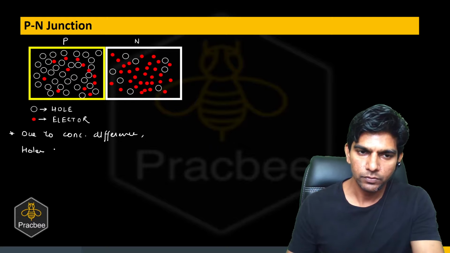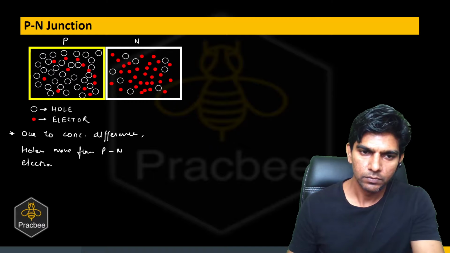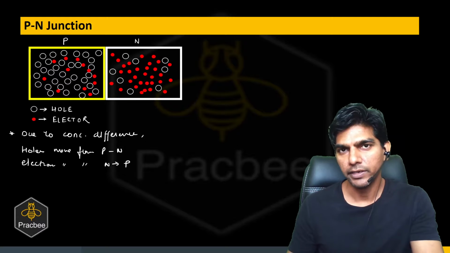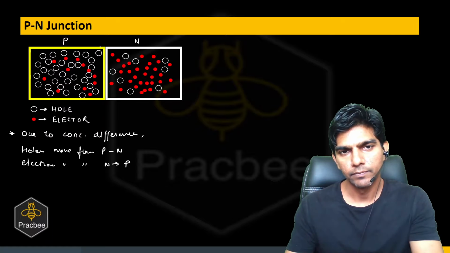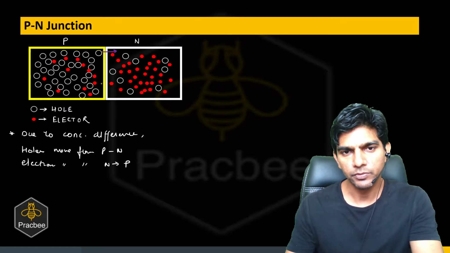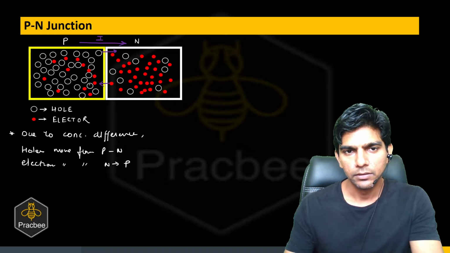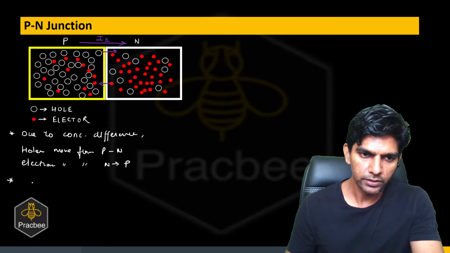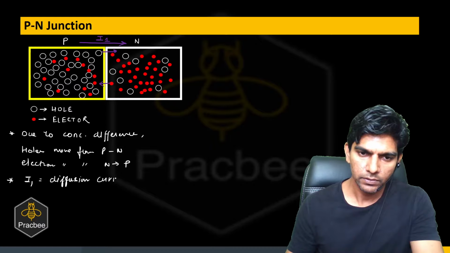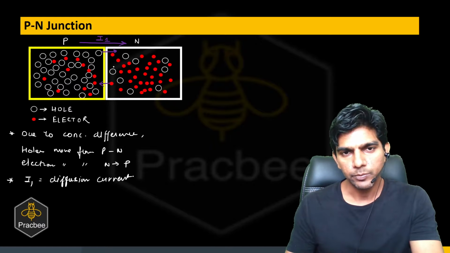Holes move from P to N, and electrons move from N to P, right? So that thing will happen, and due to this, there will be a current. So holes are moving from left to right, electrons are moving from right to left. So can you see there is a current which is from P to N side? So this current, let's say this is I1. Now this I1 is known as diffusion current.